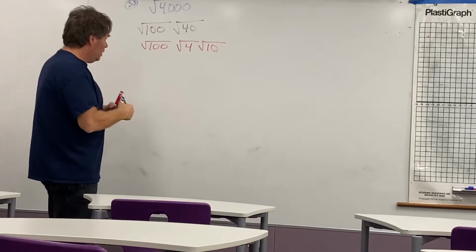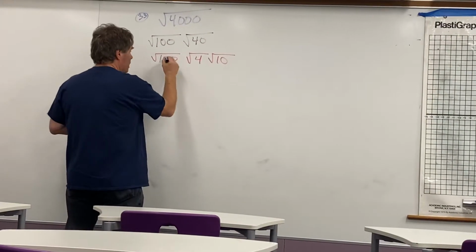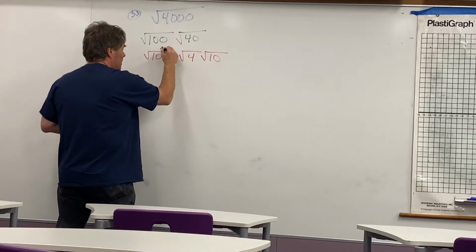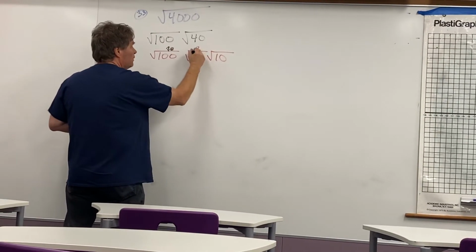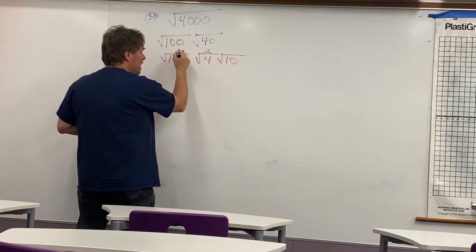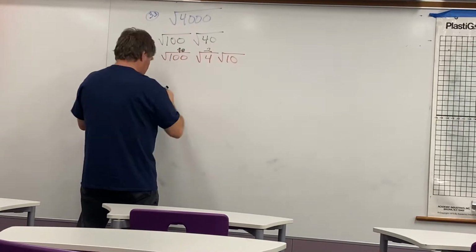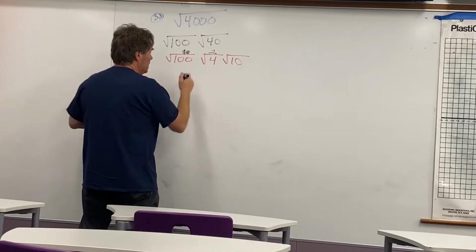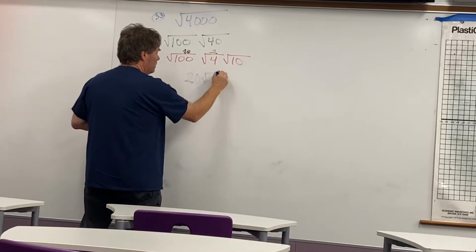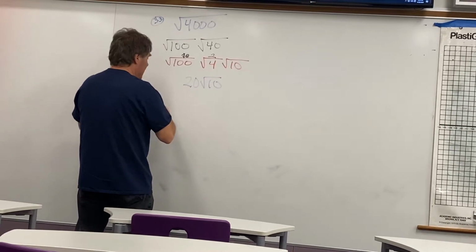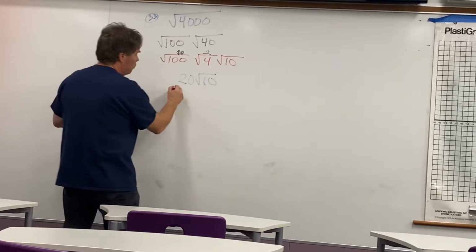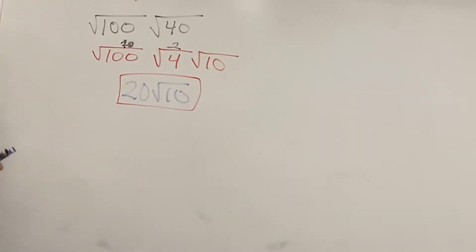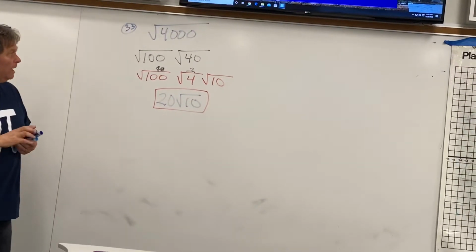Now notice, oh my gosh, square root of 100 is 10. Right? Square root of 4 is 2, right? So it's 10 times 2 times root 10, which gives me 20 root 10. So that's what the answer simplifies to, 20 root 10. And guess what? That's the answer.